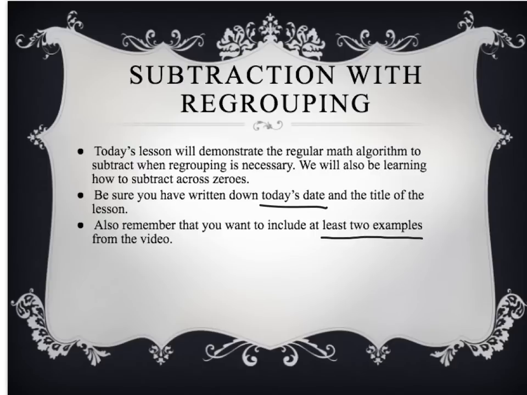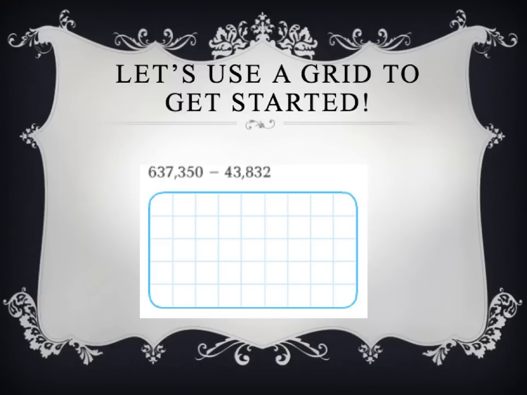Okay, let's get started. First we're going to use a grid to rewrite the numbers. Boys and girls, you cannot subtract this way, especially when regrouping is necessary. So it's really important that you write the numbers down and line them up very carefully.